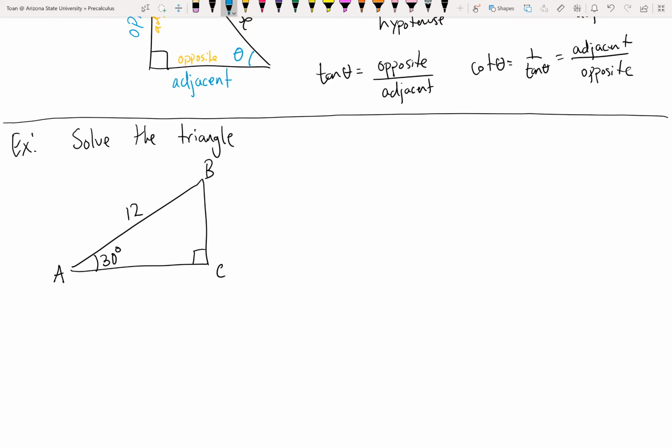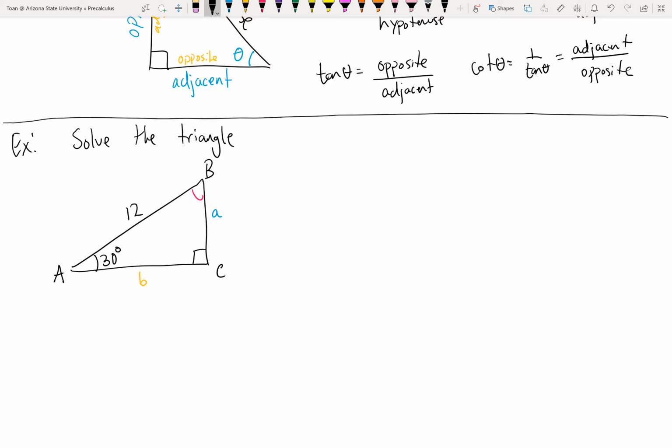I hope it's very clear that in this particular picture we are asked to solve for side length a, side length b, and angle B. Notice that by standard convention the side lengths are labeled opposite to the angle. Capital letters are used for the angles, lowercase letters are used for the sides.